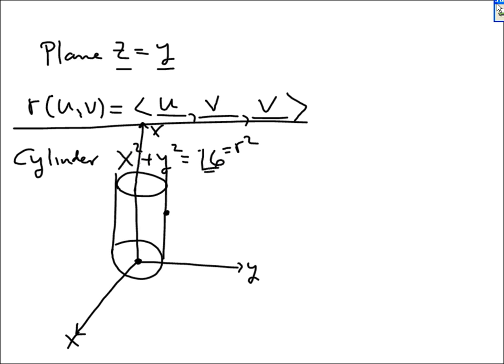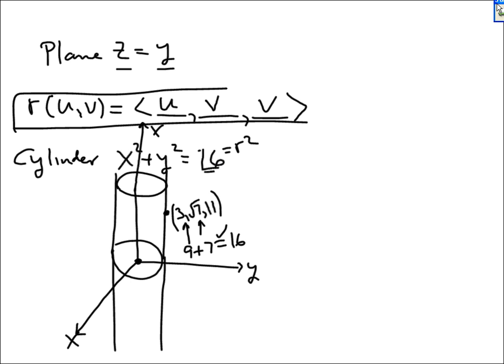This point right here can be 3, square root of 7, anything. But x squared, which is 9, plus y squared, which is 7, better equal 16. And it does. But z can be anything, and of course, it can go down. So there's even a graph of this cylinder, and I was able to write it parametrically using the parameters u and v.